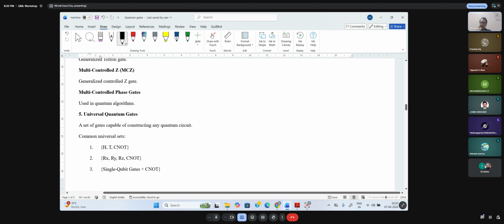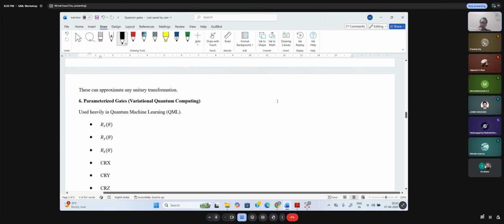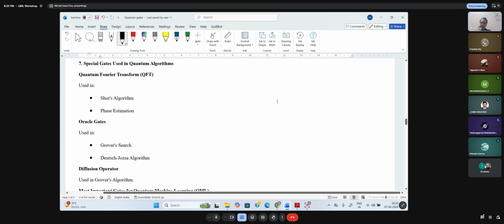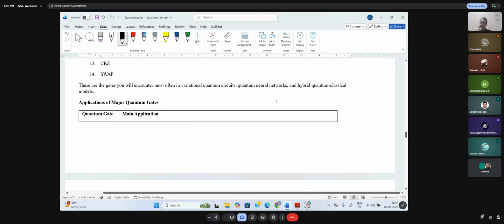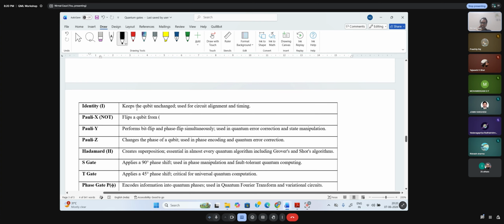Other than this, there are many gates which are mentioned here. The universal gates used are H, T, C naught, and rotations, and all these are used. All right, their applications, let me tell. Identity, as we have seen, is used for circuit alignment and timing, and keeps the qubit unchanged. When we need to perform alignment in a circuit, we apply identity, because the qubit will not change by that.